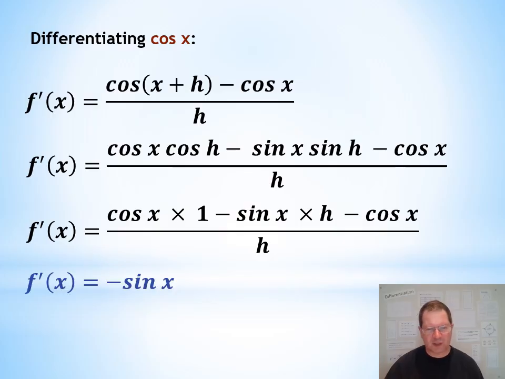And this time we have cos x times 1 minus cos x, which cancels out, leaving us with minus sine x times h over h. The h's cancel out, and we're left with minus sine x. So if y equals cos x, then dy by dx is equal to minus sine x.